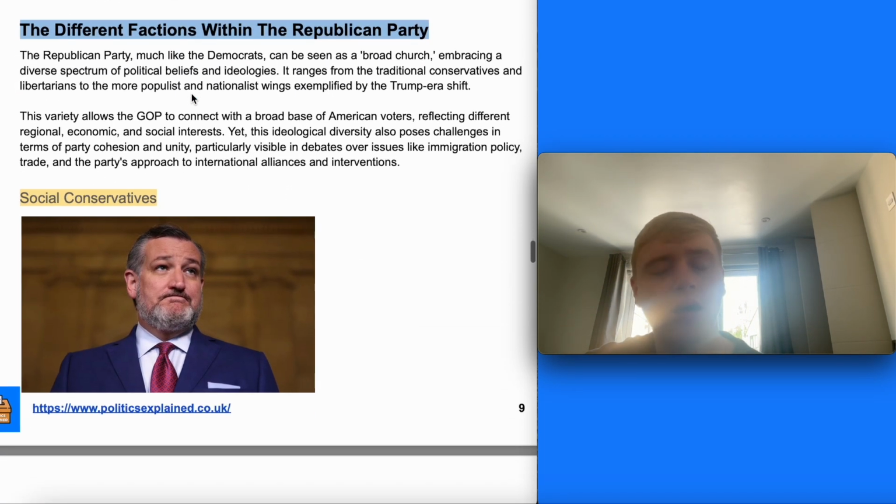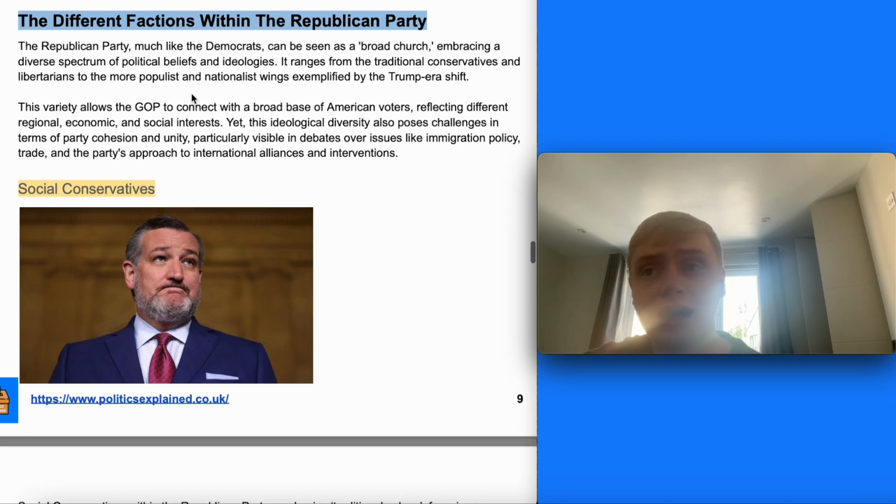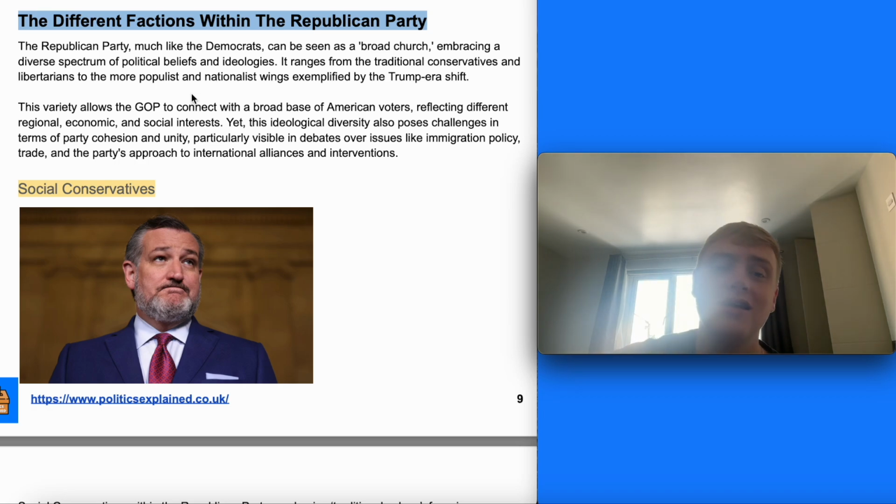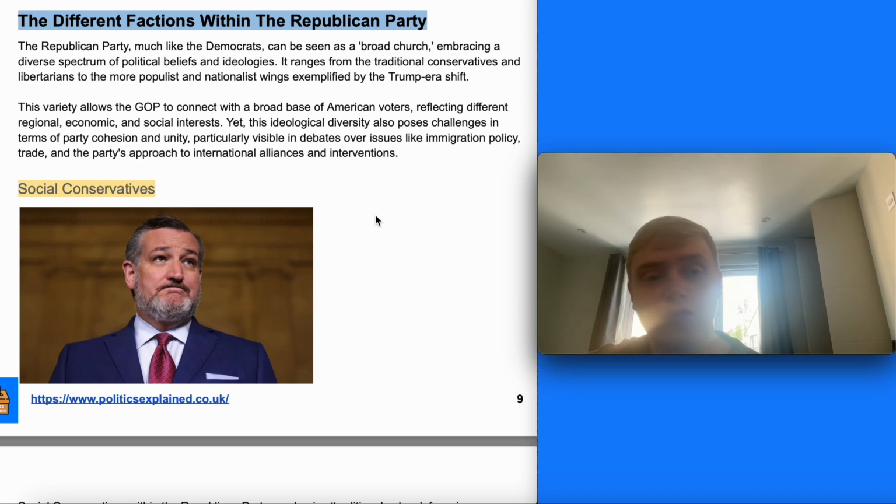The key final part of the video we're going to have a look at is the different factions within the Republican Party. The party, much like the Democrats, can be seen as a broad church, embracing a diverse spectrum of political beliefs and ideologies. It ranges from traditional conservatives and libertarians to the more populist and nationalist wings, exemplified by the Trump-era shift. This variety allows the GOP to connect with a broad base of American voters, reflecting regional, economic, and social interests. Yet this ideological diversity also poses challenges in terms of party cohesion and unity.